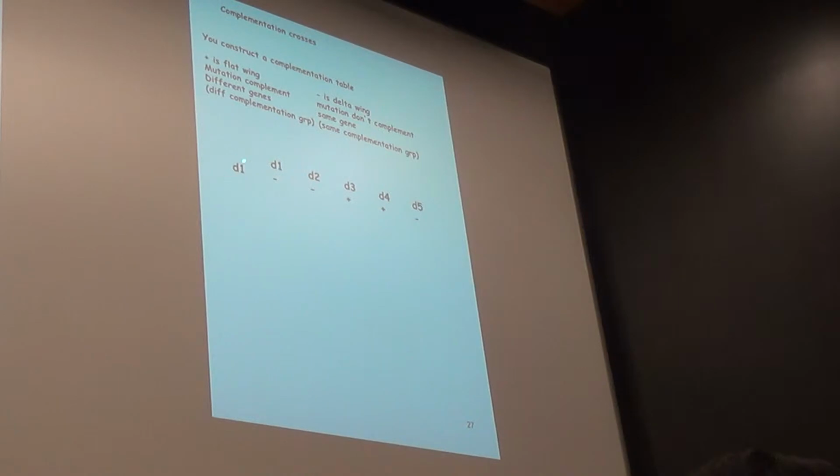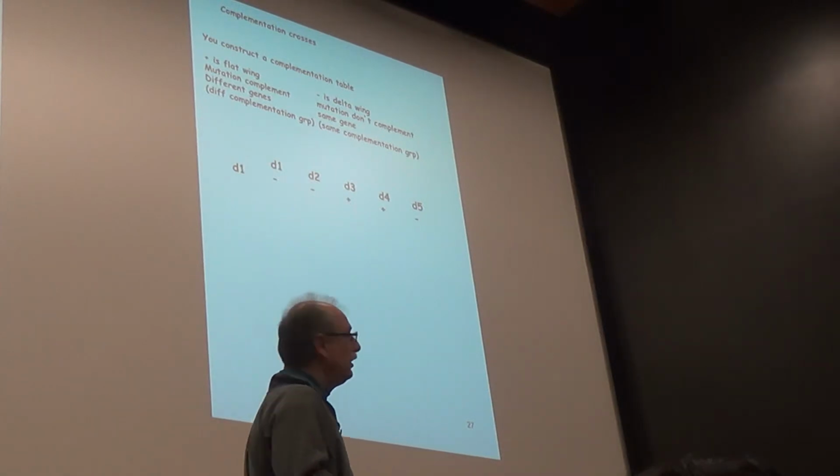And when you cross D1, of course D1 with D1 will give you a negative, right? Because the mutation's in the same gene at the same spot. And then maybe D1 and D2 is also not complementing. D1 and D3 gives you a complementation, D1 and D4 gives you complementation, D1 and D5 does not give you complementation. So, which alleles are in which genes at this point in the experiment?